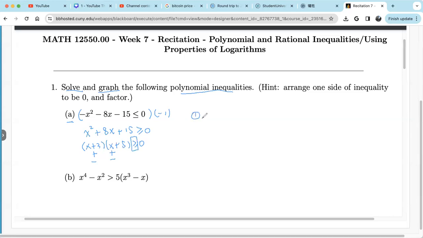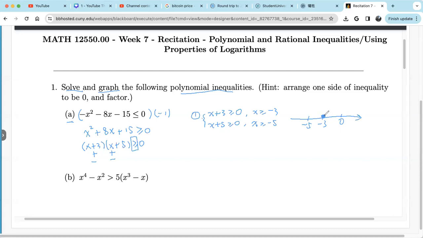So let's see the first case. x plus 3 greater than or equal to 0, x plus 5 greater than or equal to 0. So the first one gives us x greater, so we subtract 3 on both sides. Then this one, subtract 5 on both sides, right? So let's graph this. Let's see, 0 is here, -3 here, -5 here. So x is greater than or equal to -3.